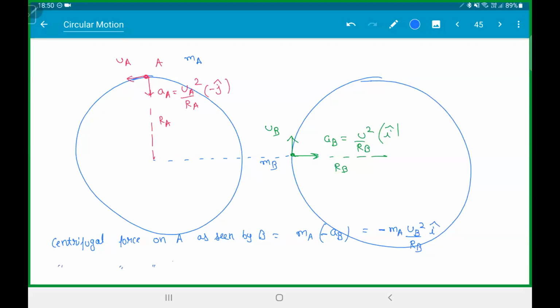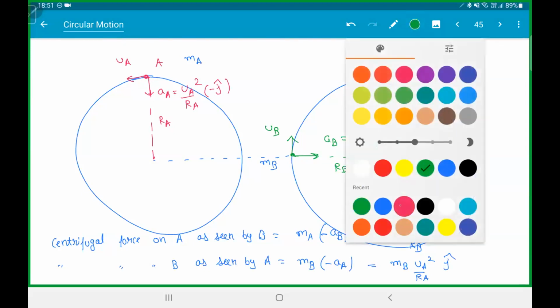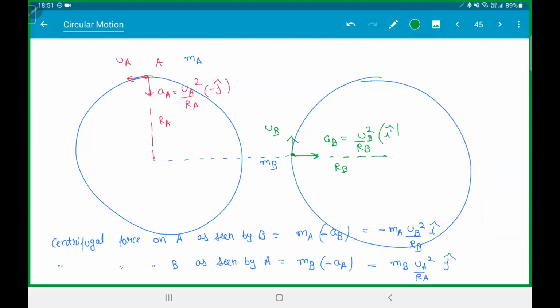Same thing, centrifugal force on B as seen by A. Mass of the body you're observing, that is B, acceleration of the observer A. That would be mb va square by ra minus of minus, it will become plus j cap. Check your answers. They're not toward the center.